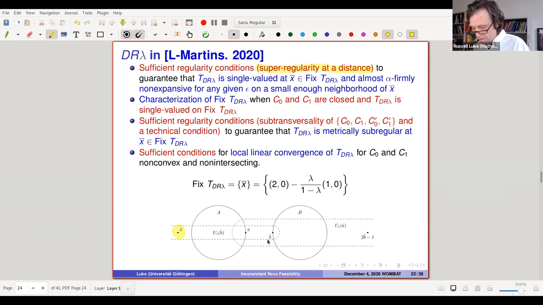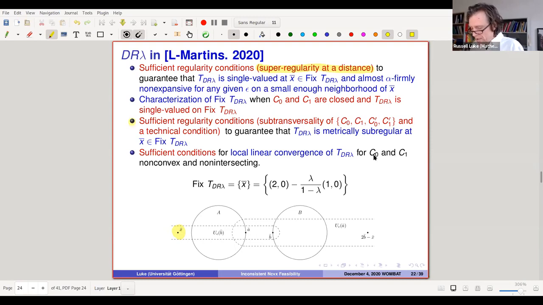Okay, so super regularity at a distance means that for any epsilon, any violation of the usual firm non-expansiveness, you can find a neighborhood of the fixed point small enough such that the violation is arbitrarily small. Okay, so that's all. In that paper we were also able to provide sufficient regularity conditions for subtransversality.